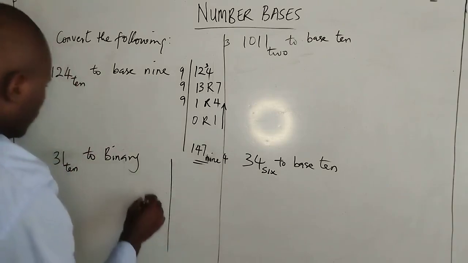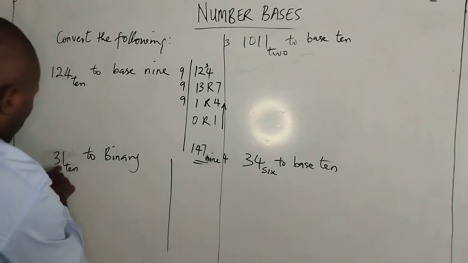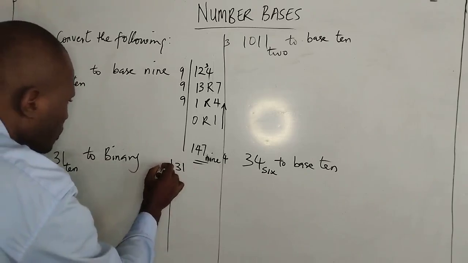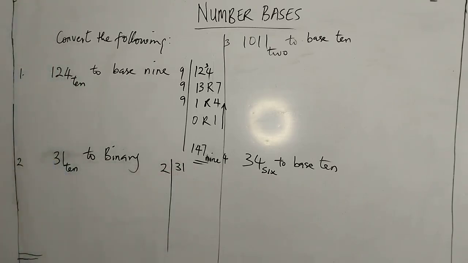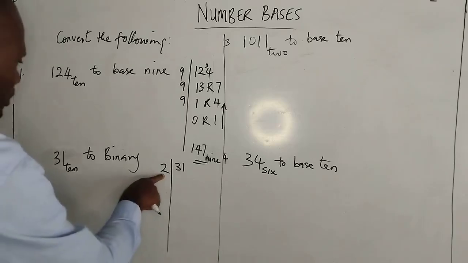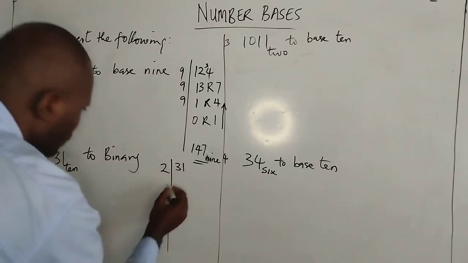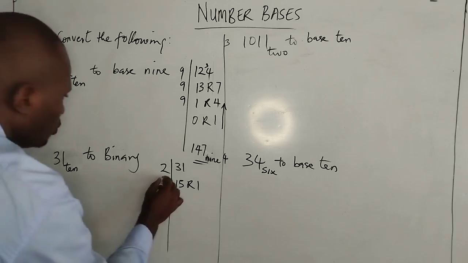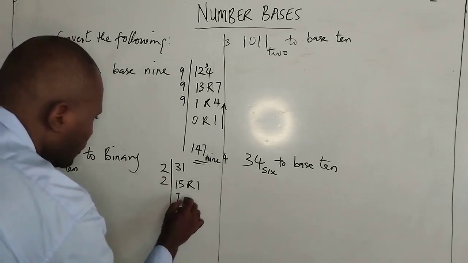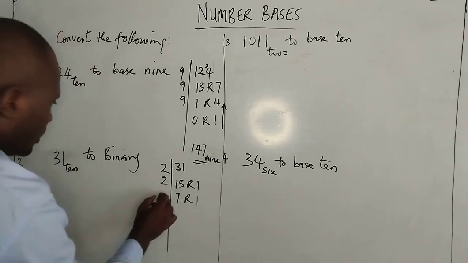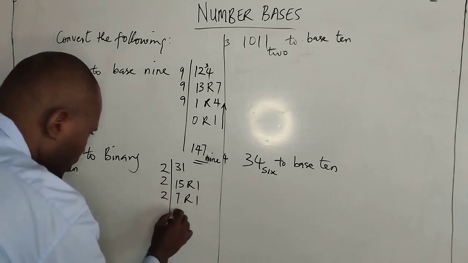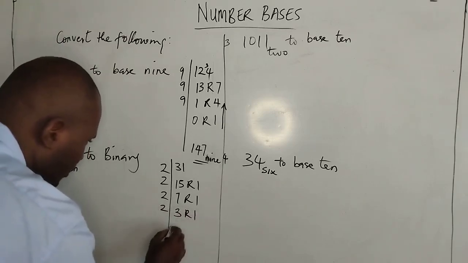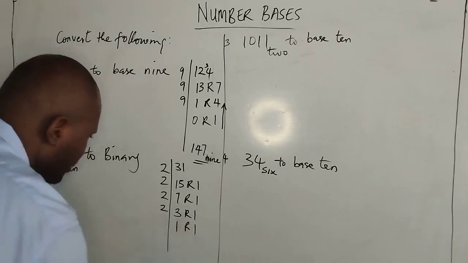Still use the same method. 31 will be the dividend, while the new base, which is, remember, binary, is base 2. 2 divide 31 will give us 15, remainder 1. 2 divide 15 will give us 7, remainder 1. 2 divide 7 will give us 3, remainder 1. 2 divide 3 will give you 1, remainder 1.